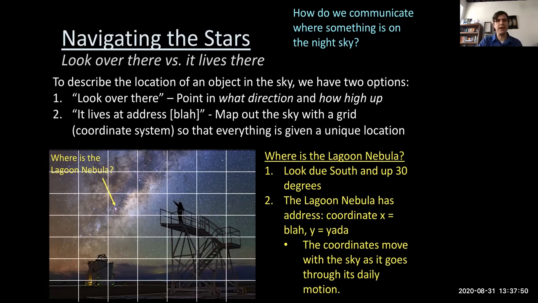To help you along with that, I have created an XY grid right here on our picture. And this person might communicate to me that the Lagoon Nebula lives in the sky at coordinate X, comma Y. So you have to go to this part of the sky and then up to this part of the sky. Of course, we're going to imagine everything on a sphere, so it'll be a little bit different than this flat grid that we have right here. But this would be another way to do it.